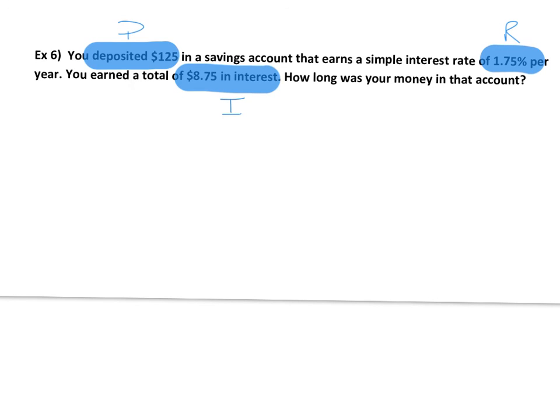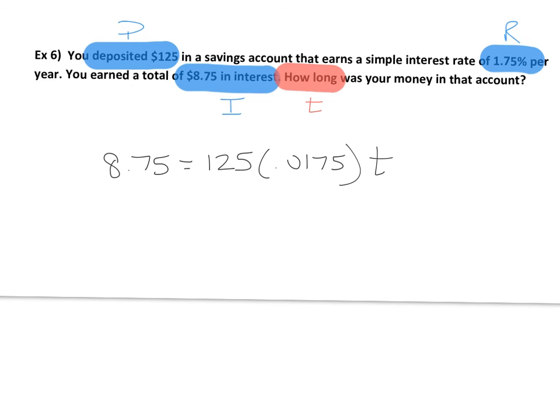The question is, how long? Well, I don't know how long. That's going to be my time. That's what I'm looking for there. Okay? All right, so let's go ahead. I is 875 equals my principal, 125, my rate, now move that decimal 2 spots over, so 0.0175, and how long? We don't know yet, so put your t there. Now, this is an equation. You're actually going to have to solve this.